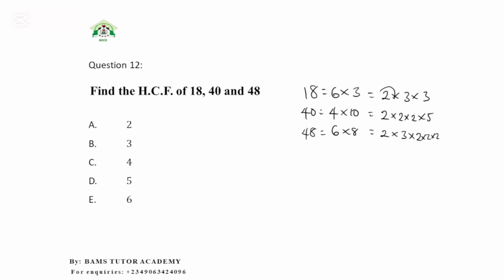So that's what is common in all. So here 2 is common. Is there anything else that is common to all? 3 is here, 3 is here, but I can't choose any 3 here. So the answer is 2. The HCF of all of these is 2. That's the highest common factor. So option A.